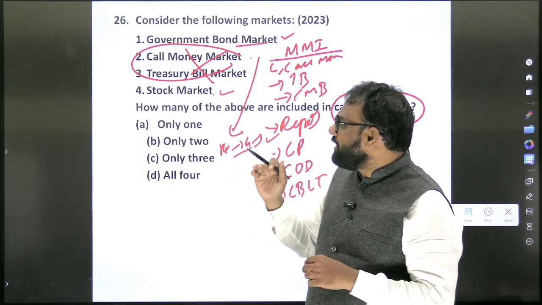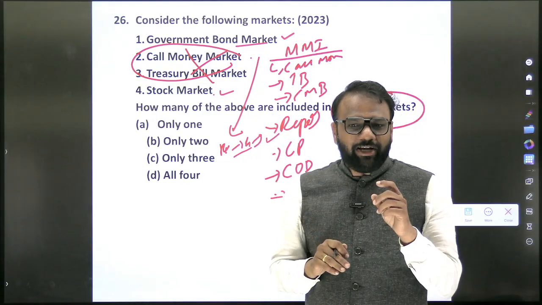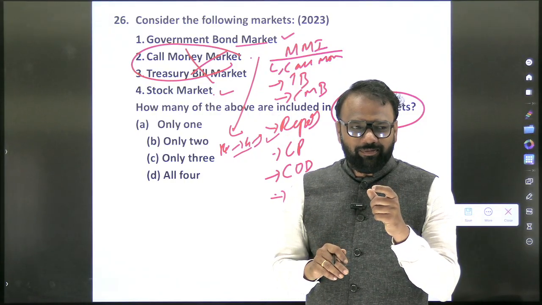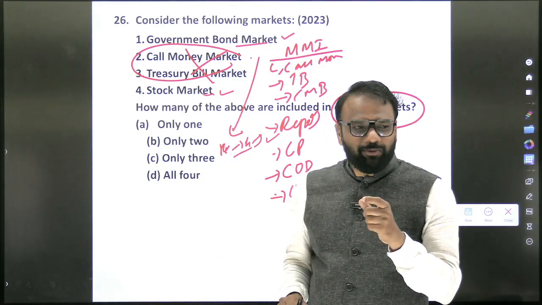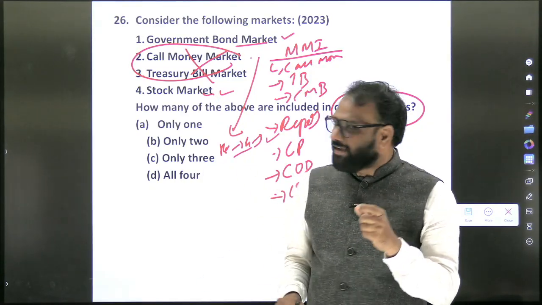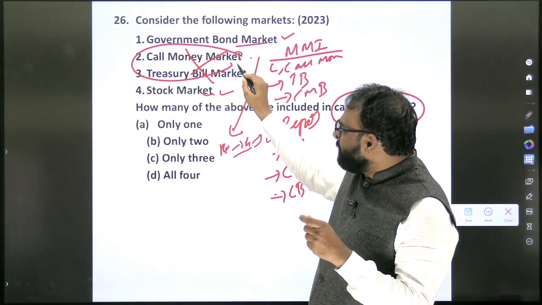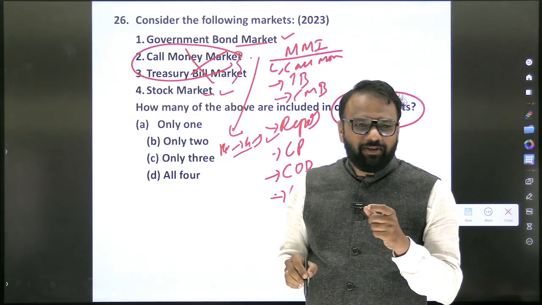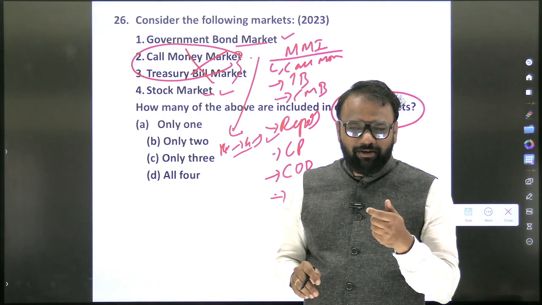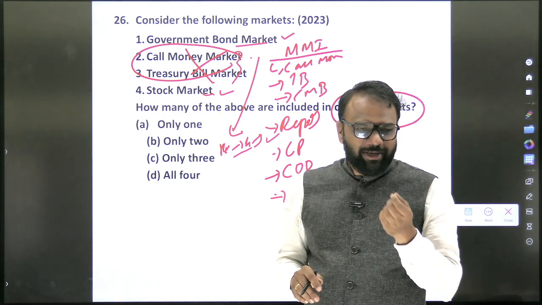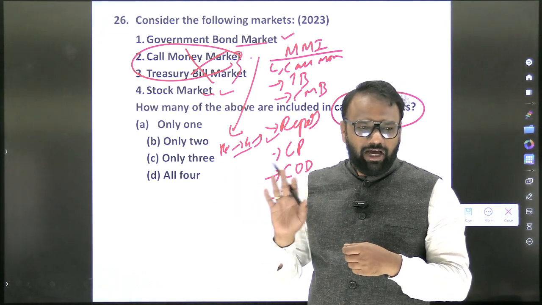Now, government bond markets are regulated by whom? RBI. Stock market is regulated by whom? SEBI. Next, money market is regulated by whom? Predominantly it is RBI. SEBI will not come into the money market. RBI will come into the picture here.